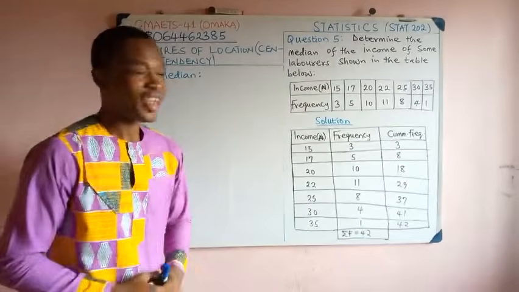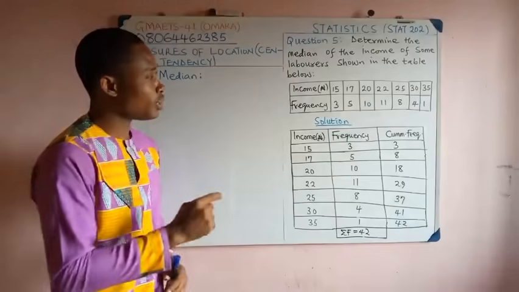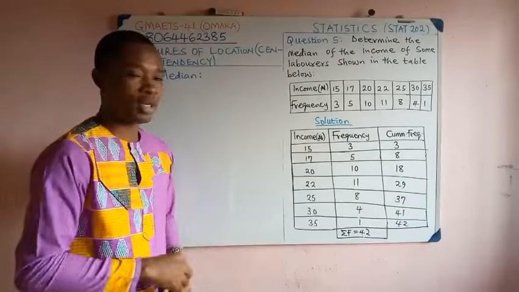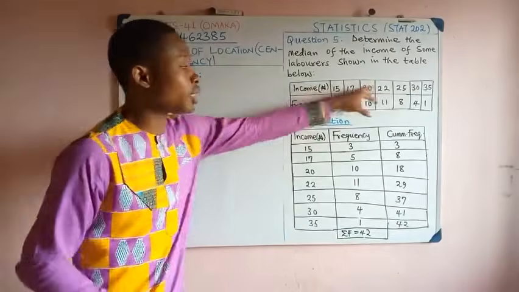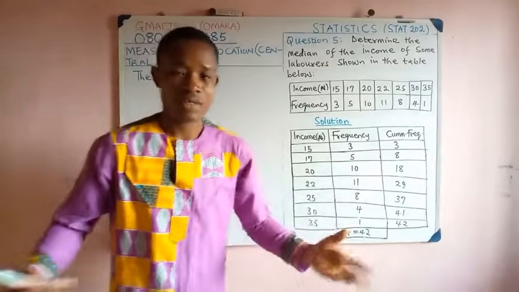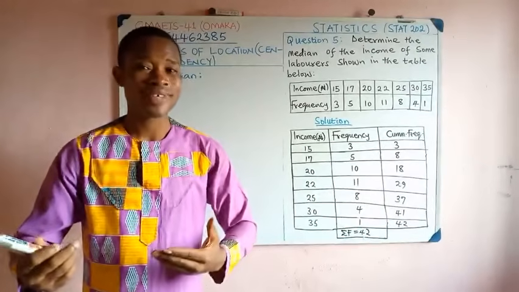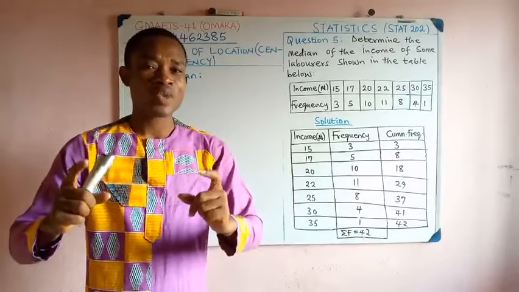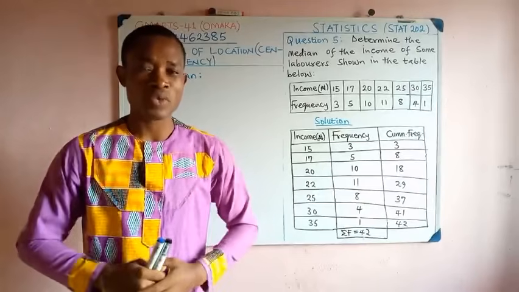Let us read the question together and then I'll solve this. Are you ready? Determine the median of the income of some laborers shown in the table below. This is the table, this is the income, and then their corresponding frequencies. Now how do we solve this? Still similar to what we saw in the previous question, but just a little different, where you don't want to locate your position from the cumulative frequency column.